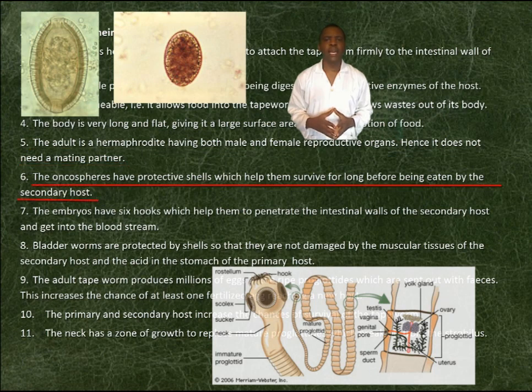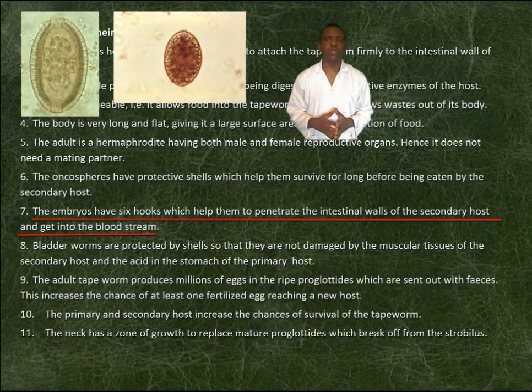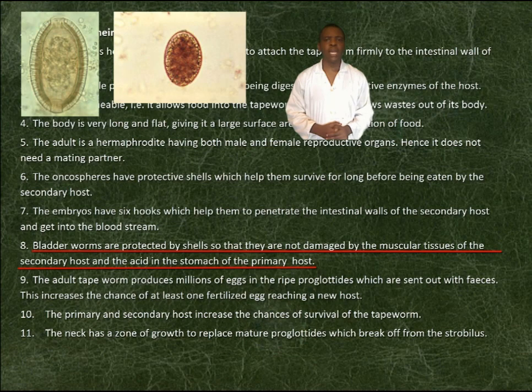The oncospheres have protective shells which help them to survive for long before being eaten by the secondary host. The embryos have 6 hooks which help them to penetrate the intestinal walls of the secondary host and get into the bloodstream. Bladder worms are protected by shells so that they are not damaged by the muscular tissues of the secondary host and the acid in the stomach of the primary host.